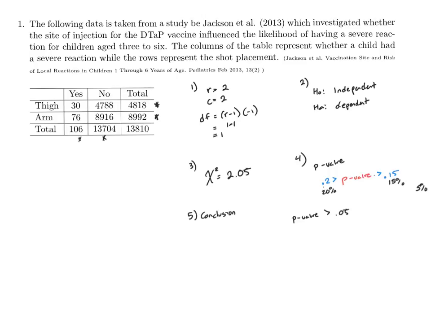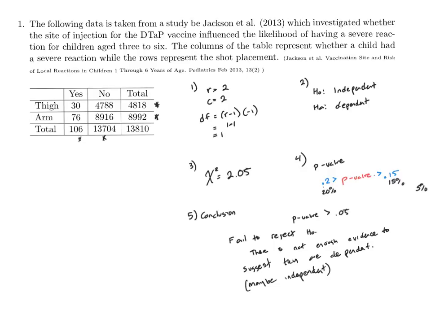Based on this, then, my conclusion is going to be that I fail to reject H0. That is, there's not actually enough evidence to say these are dependent. For all I know at this point, it looks like injection site might have nothing to do with whether or not a child has a severe reaction.